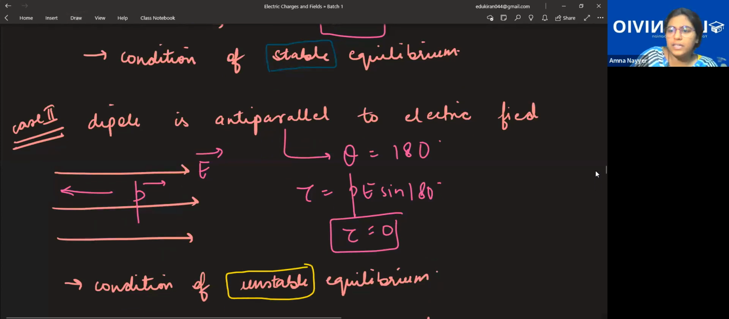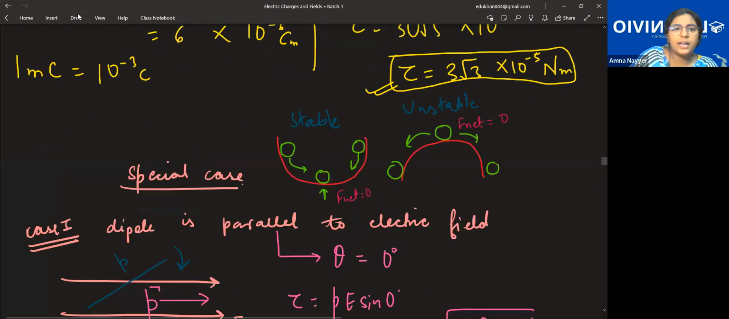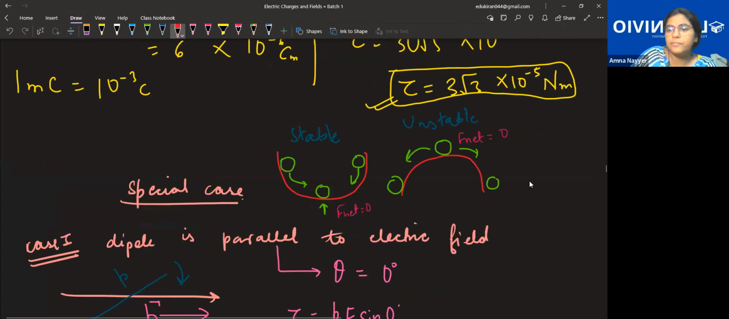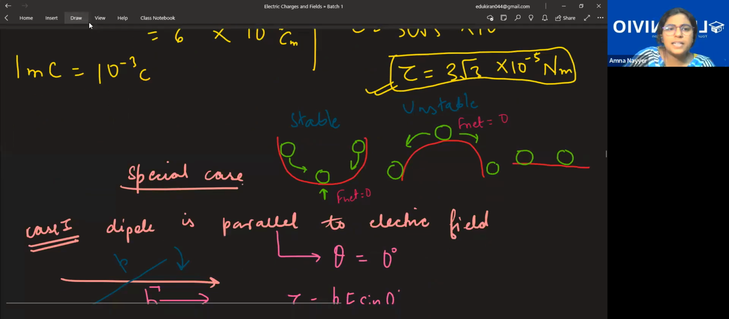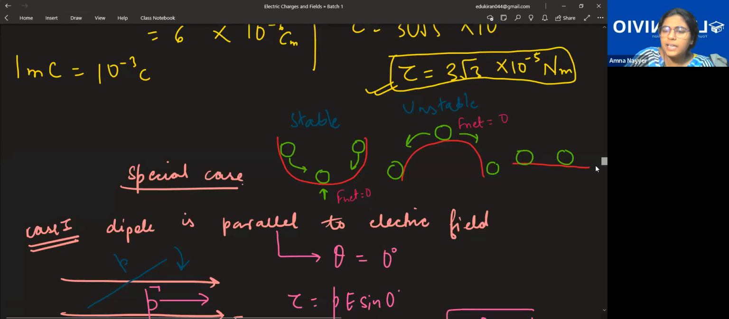The last case is very easy. See, if I give you one example here also: if I have a flat surface and I keep the ball here, it is in a neutral position. I keep the ball here, it is still in a neutral position. So basically only the position is changing, nothing else is occurring.